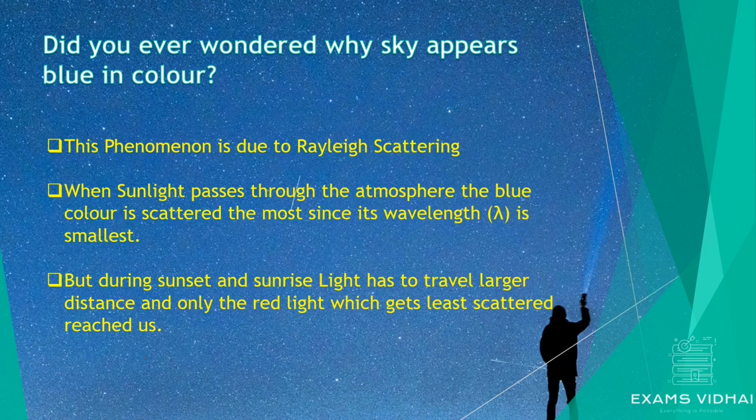But you must have observed that during sunset and sunrise, there is some reddish appearance in the sky. It is because at that point of time, light has to travel a larger distance, and the red light, since it has the highest wavelength, gets least scattered and reaches our eye.